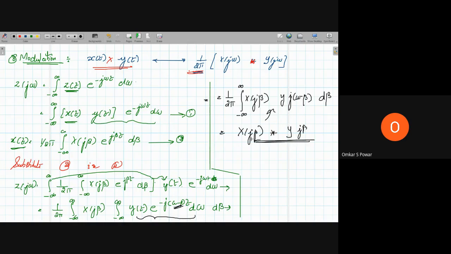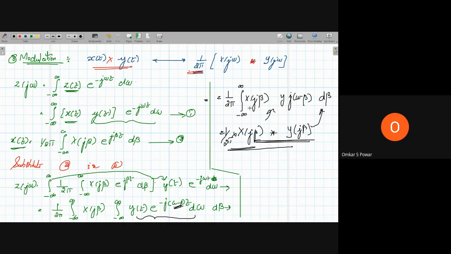So x of t convolution y of t is nothing but integral from minus infinity to infinity x of tau into y of t minus tau into d tau. Here I forgot the 1 by 2 pi, sorry. It is similar, instead of tau, it is beta. So we can express it as 1 by 2 pi into X of j beta convolution with Y of j beta. So this is our modulation property.